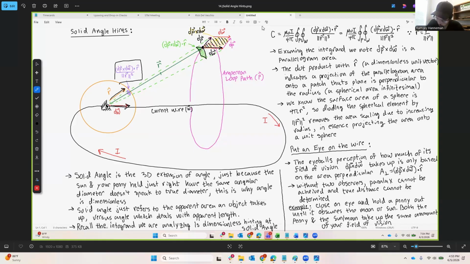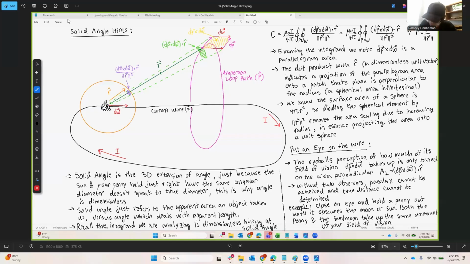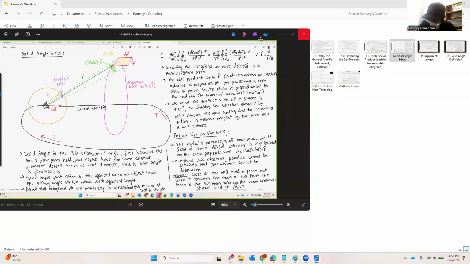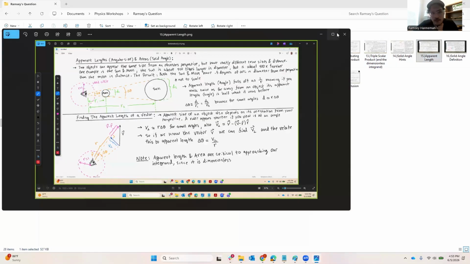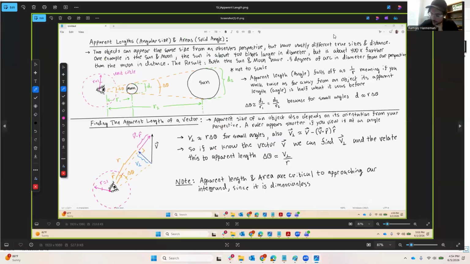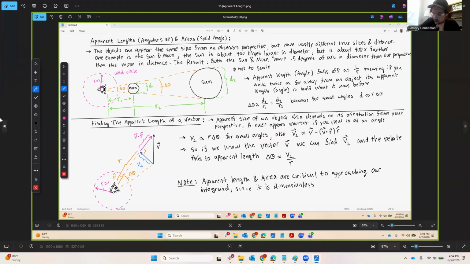I feel like I'm talking about things on the next slide before I get there, which is fun. Then I get to the next slide and I'm like, I don't need that slide. But I do kind of want to talk about apparent length a little bit. I think it's going to be important. Are you able to see? Yes.